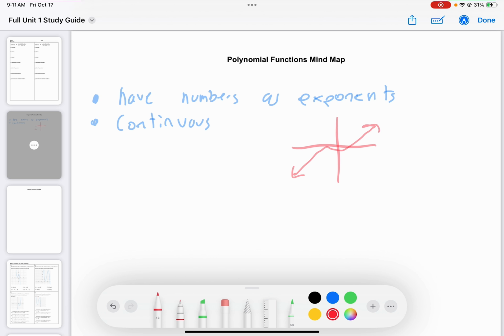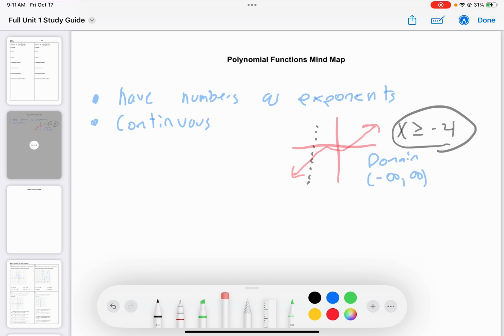If we do not restrict a polynomial function, the domain is always going to be negative infinity to positive infinity, unless we restrict it and say, oh, well, this only exists when x is greater than or equal to -4 or something like that. This would be a restricted domain, but without those restrictions, the domain of a polynomial function will always be negative infinity to positive infinity.